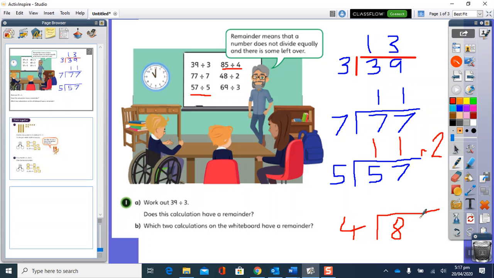4 into 85. So 4 divides into 8 twice, or into 80, 2 times. Remember, it should really be 20 times, but 4 goes into 80 and that divides equally. And then 4 into 5 goes once with a remainder of 1. Okay, so that's the first page, just warming ourselves up.